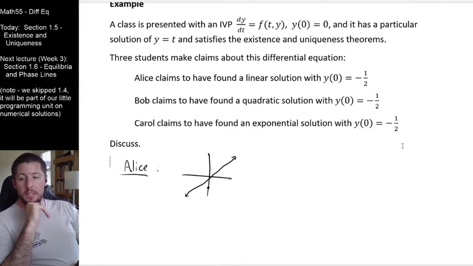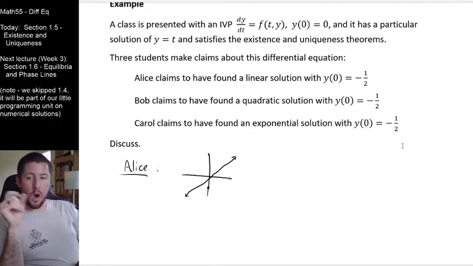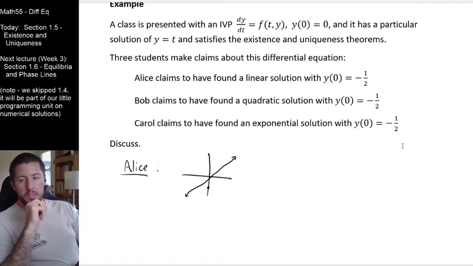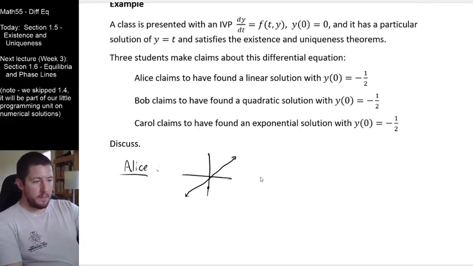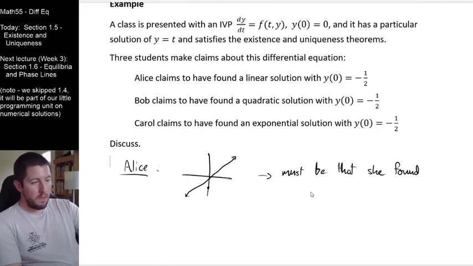And I think that it is. Now, what we know by the existence and uniqueness is you are not allowed to touch the line y equals t. So what must be the case? It must be that she found y equals t minus 1/2. Any other slope would cause intersection of solutions.